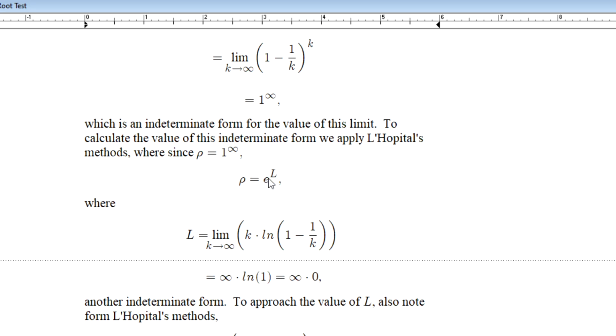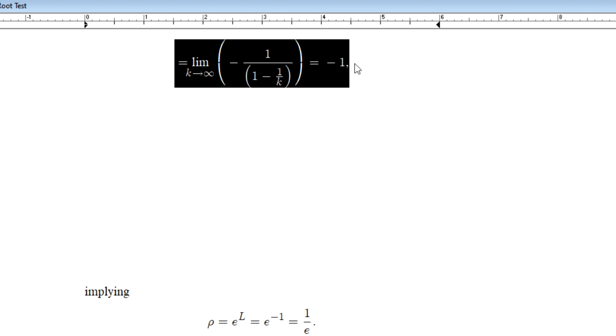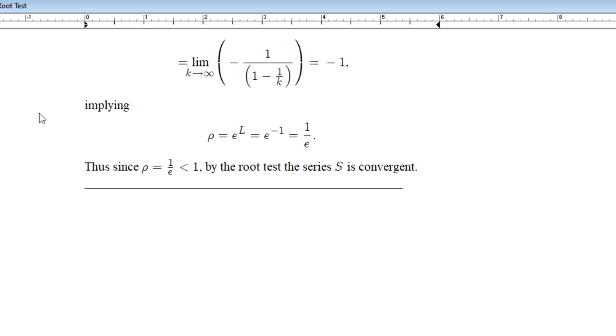L is this power that we're going to place on e in our result here for rho. That comes from the initial application of L'Hopital's method for this indeterminate result, 1 over infinity. That L of negative 1 says that rho is now going to be equal to e to the negative first power. All right, here's our value for that L, implying, in the end here, rho then equal to e to the L, which must be equal to e to the negative first power. If we think about that, that's just 1 over e. That's 1 divided by about 2.72 in value.